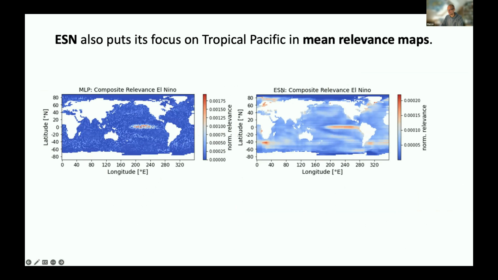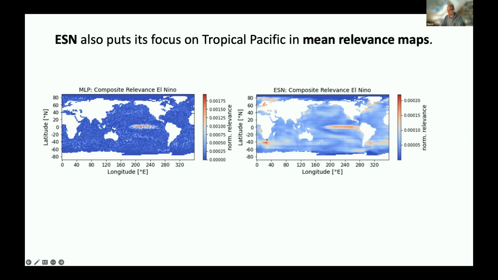That's quite different for the echo state network. We also see the model highlighting the tropical Pacific, which appears to be reasonable to discriminate El Nino from La Nina samples. But we also see some stripes here, horizontal stripes, which differ for different model runs. And that already gives us a hint that it's model-related artifacts.